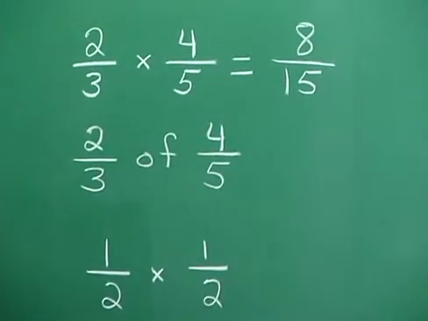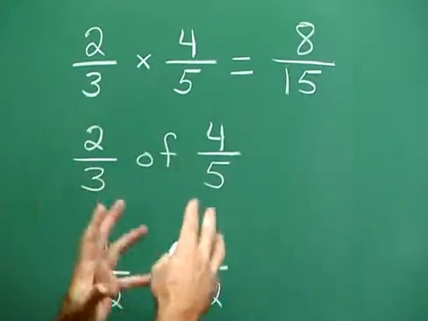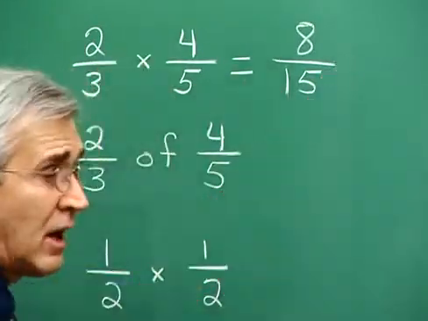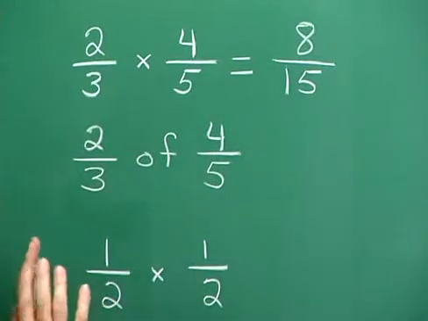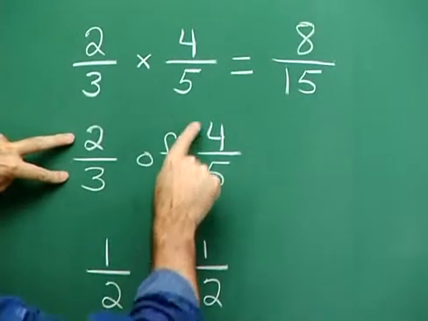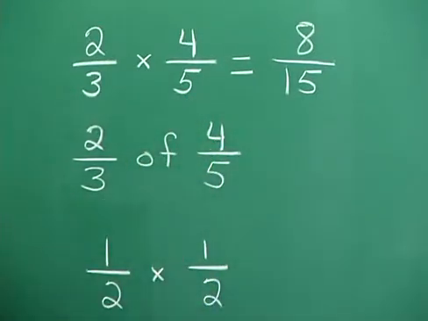Now, there are a number of words that lead to the idea of multiplication. We use the word times: 2/3 times 4/5 leads to this operation. But another word that's really important in this multiplication idea is the word of. 2/3 of 4/5 leads us to this operation. Let's look at another one.